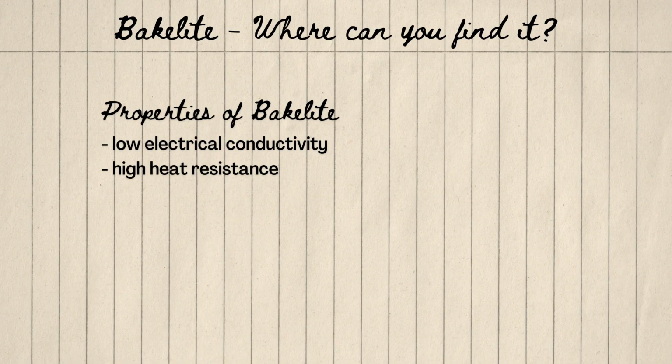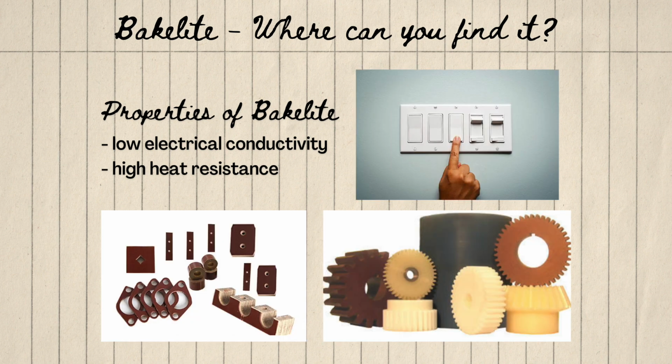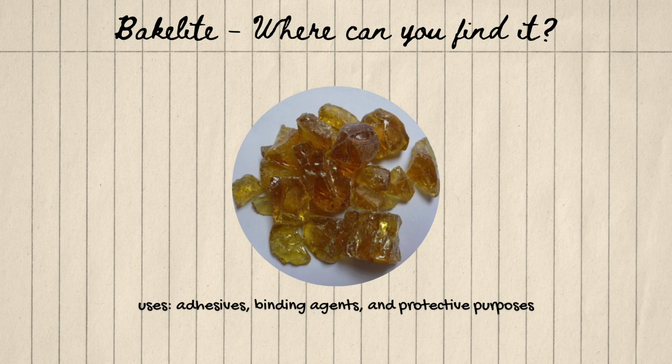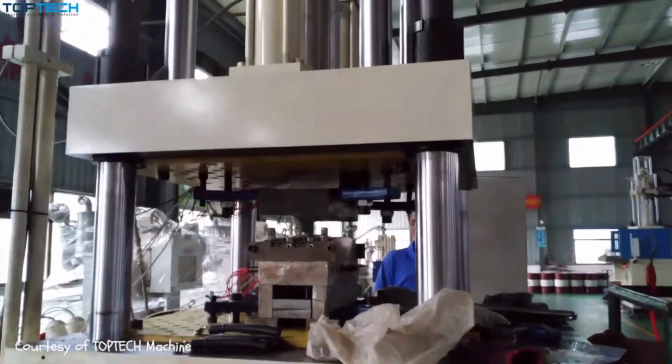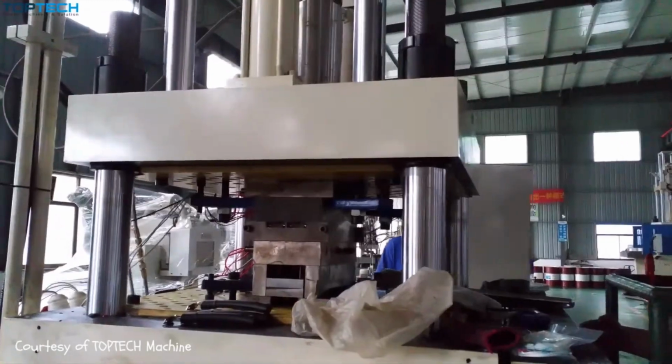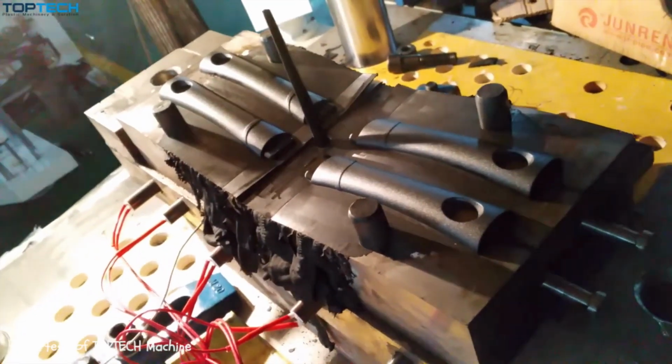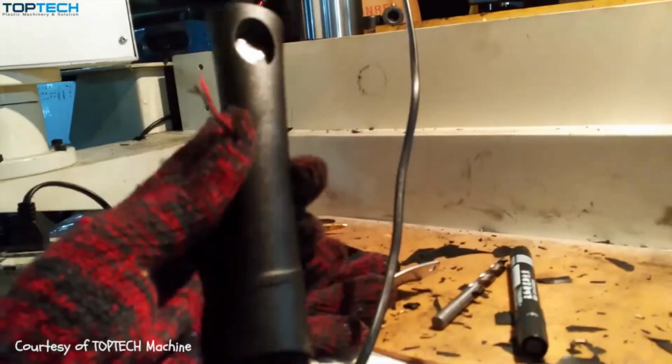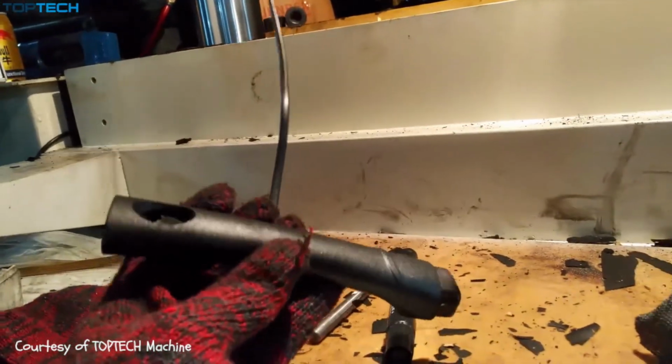Since this element has a low electrical conductivity and a high heat resistance, it can be used in manufacturing electrical switches and machine parts of electrical systems. Phenolic resins are also extensively used as adhesives and binding agents. They are further used for protective purposes as well as in the coating industry. Furthermore, Bakelite has been used for making the handles of a variety of utensils. It is one of the most common and important polymers that are used to make different parts of many objects.